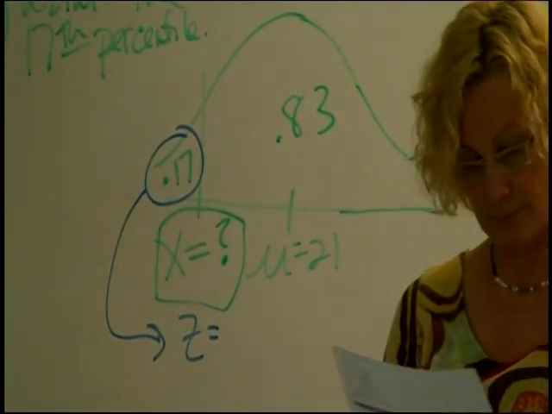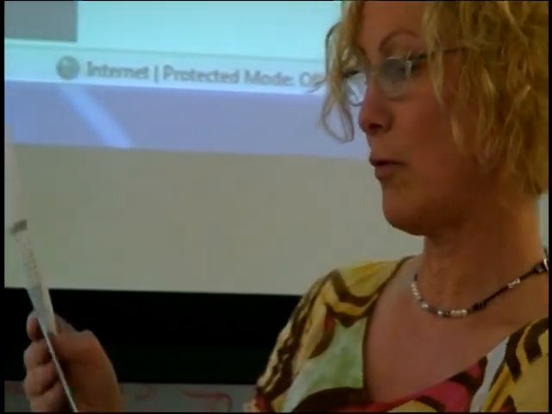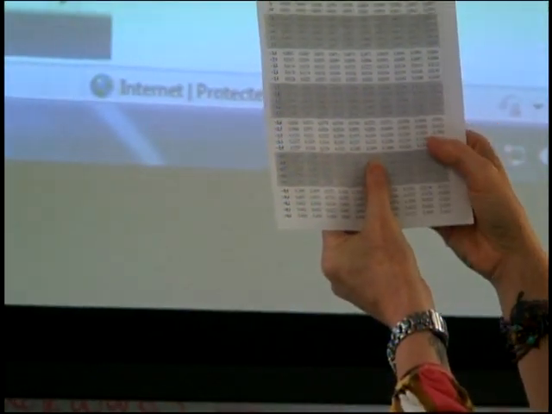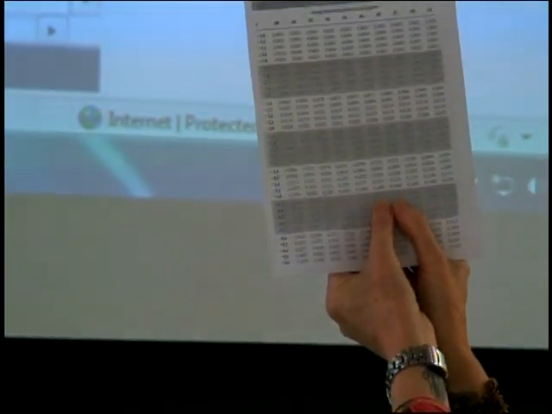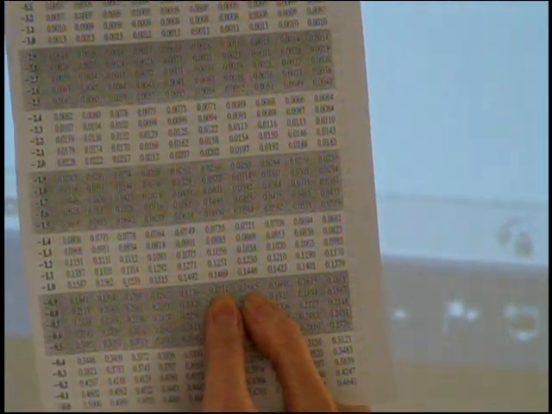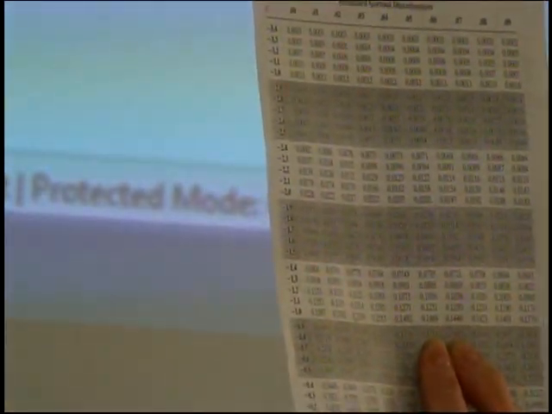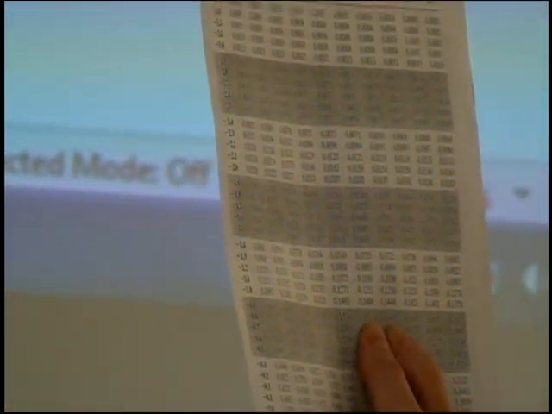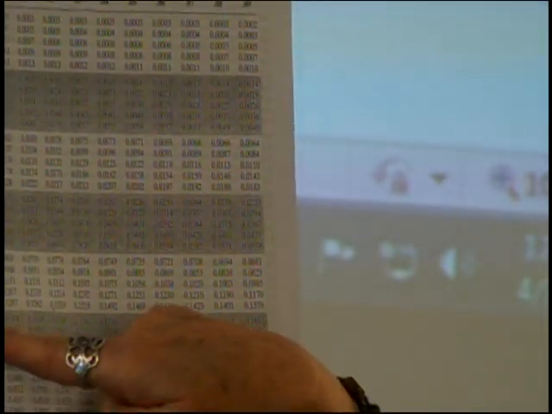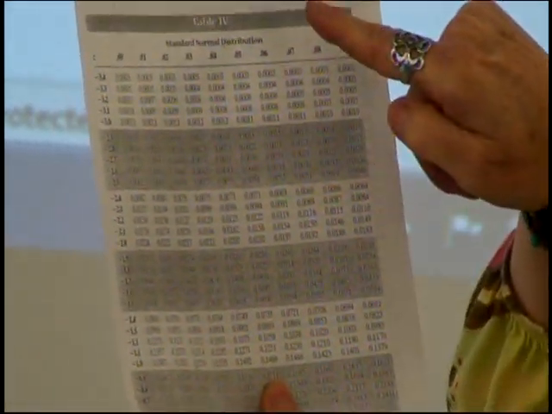I see a .1711. Do you guys see it? And the next smaller is a .1685. The .1685 is .0015 too little, and the .1711 is only .0011 too big. So it's closer. Do you agree? What's that corresponding z-score? Negative 0.95. Do you agree? Negative 0.95.